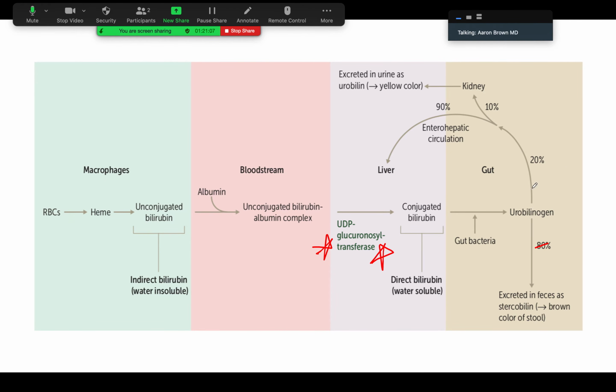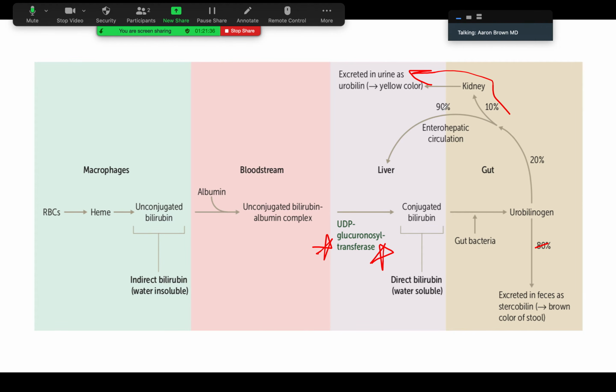And so in terms of the gut, we're going to have some that re-enters the bloodstream and is excreted through the kidneys as urobilin, and this is what's going to give our urine the yellow color. So bilirubin can leave through the kidney as well. And then 90% is going to go through enterohepatic circulation. I'm totally confused about these numbers at this point, but there is a significant portion of the bilirubin that is going to be recycled.